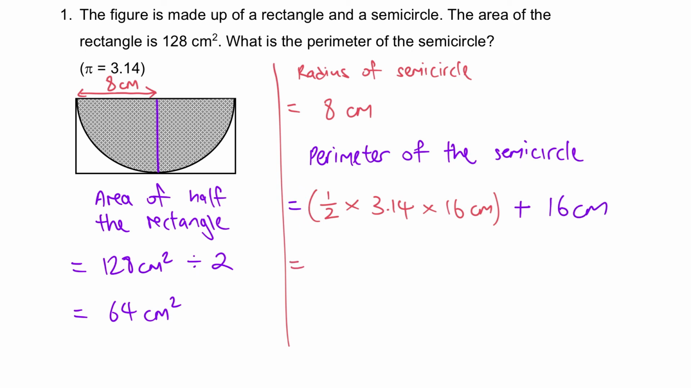Again, we do not need the bracket, but I just bracket this thing to partition it for you so that you can see very clearly that this is the circumference of a full circle, and then I multiply it by half, or you can divide it by 2 to get half the circumference. So the answer is 41.12 centimeter.